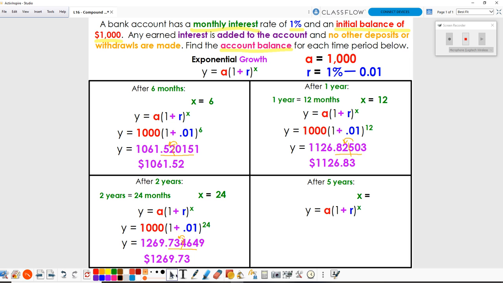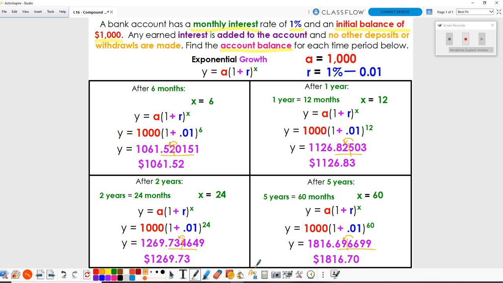And last but not least, after 5 years, 5 years is 60 months. So we're going to plug in our time period of 60 months. This one's a little bit tricky to round, okay? So we've got this big, long decimal. We know we're going to have $1,816, but this 69 cents, this 6 is going to make this 9 round up to the next whole number, which is 10. So instead of 69, we're actually going to have 70 cents.